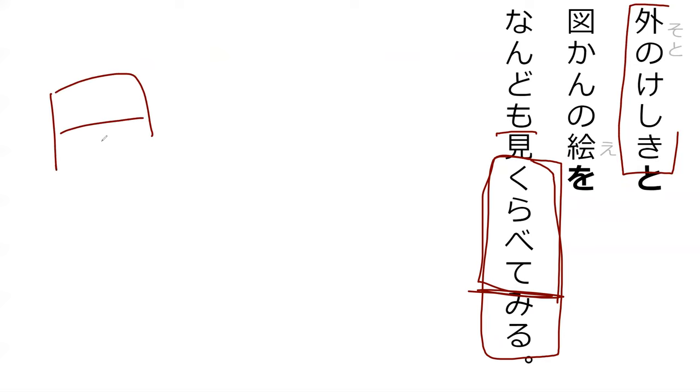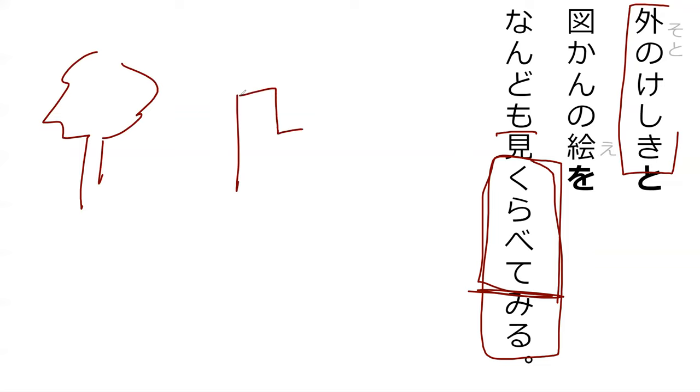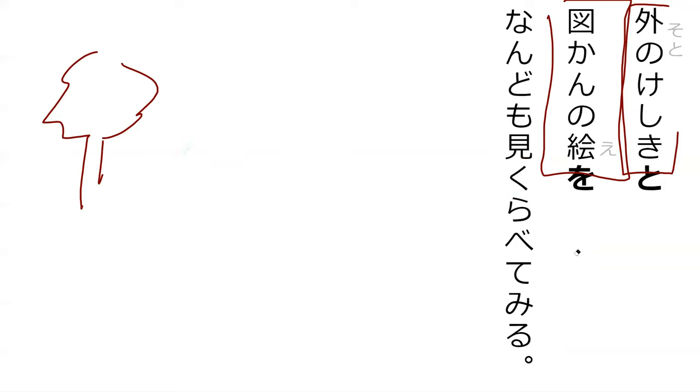That's the grammar point. So we are comparing zukan no e and soto no keshiki. What is the soto no keshiki? Soto no keshiki. Outside keshiki. Keshiki might have trees, but it could also be a machi. Scenery. Yes. So the outside scenery and what? A zukan no e. So a zukan of a... What was it called again?